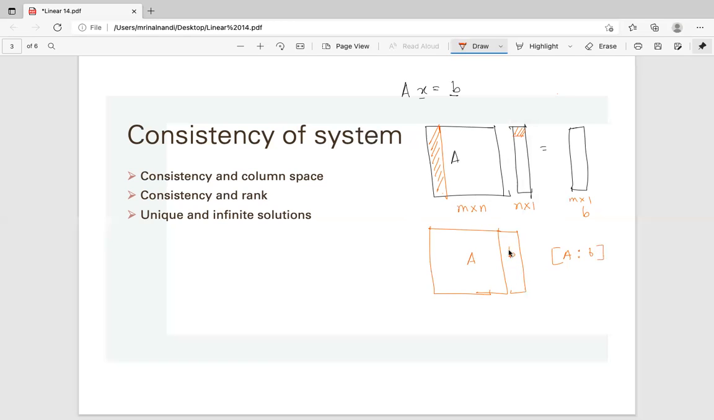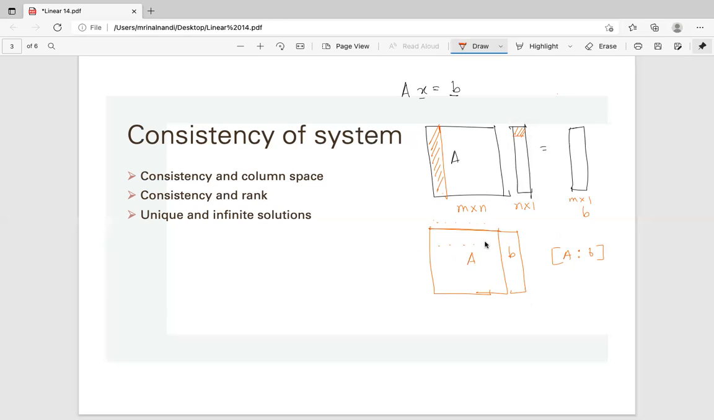Now, this column B has no fresh contribution over all these n columns. So the number of independent columns stays n. The rank of the column space of A is the same as the rank of the column space of the augmented matrix AB, because the new vector B actually has no new contribution. B is a linear combination of all the columns of A.